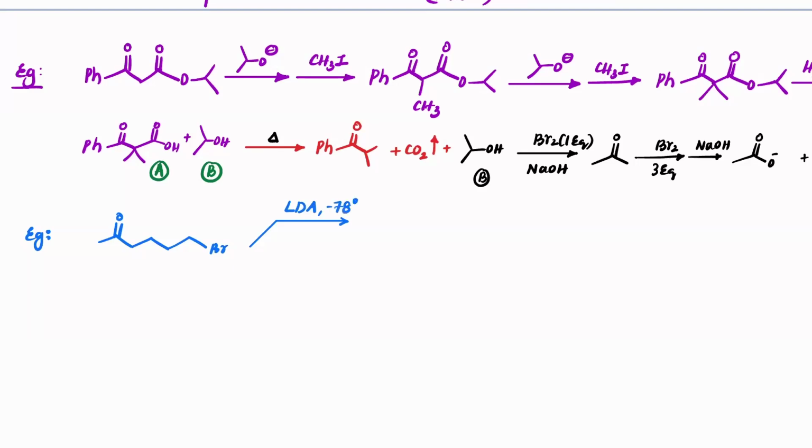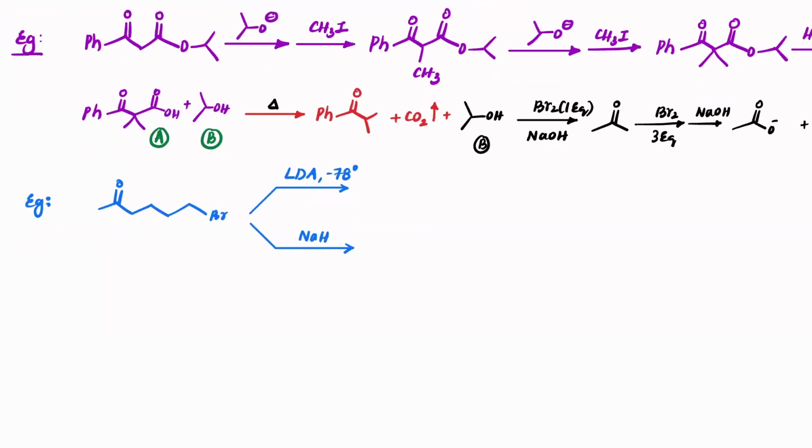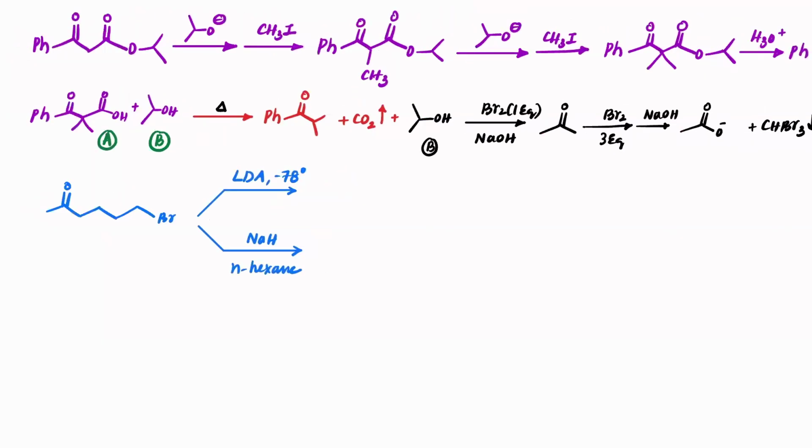LDA at minus 78, n-hexane. This is given. You know that LDA would definitely take away a proton from here and that internally attacks, because SN2 happens internally this time. So what is the ring size? 1, 2, 3, 4, 5, 6. So you will get a product like this, a 6-membered ring. What about in the second case?